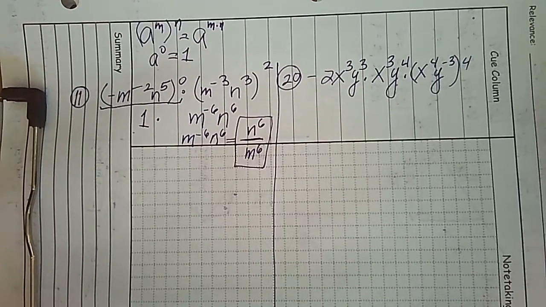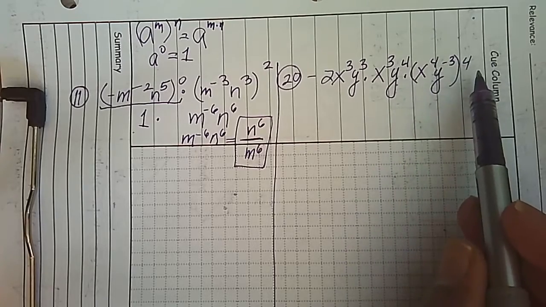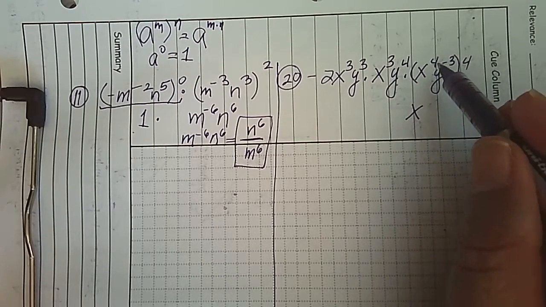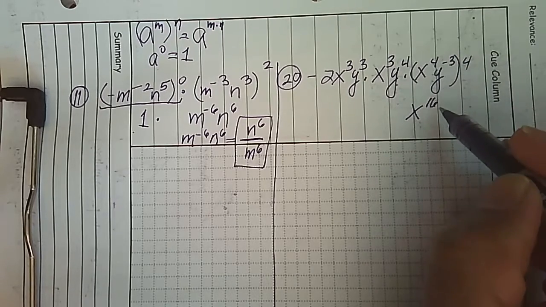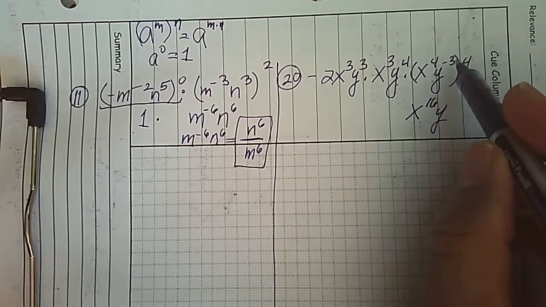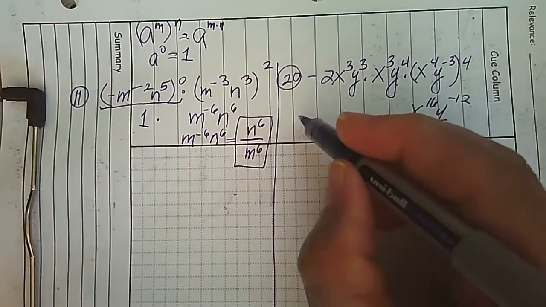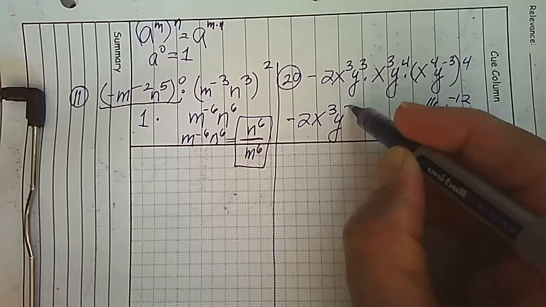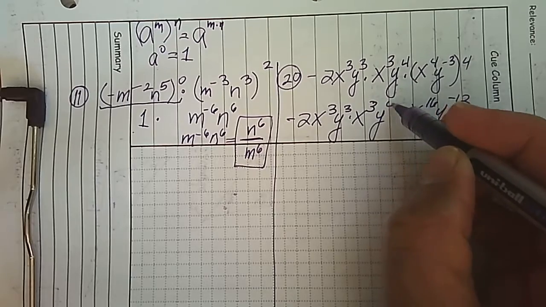Okay? Now, problem number 20. First thing you have to do is get rid of the parentheses. Everything inside the parentheses will be raised to the 4th power. So the base will be the same base, and the exponents are multiplying. 4 times 4 will give you 16. And then the y will have the same base, multiply the exponents, negative 3 times 4 will give you negative 12. Now copy the rest of the problem, negative 2, x to the 3rd, y to the 3rd, multiplied by x to the 3rd, y to the 4th.